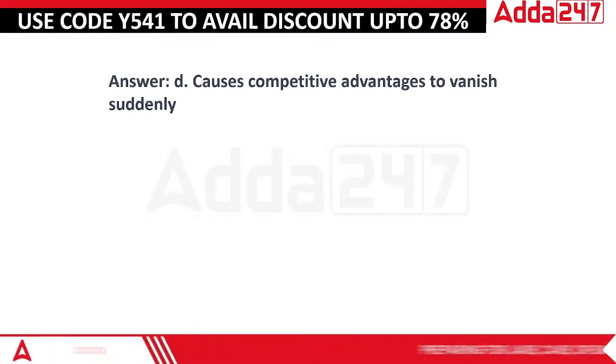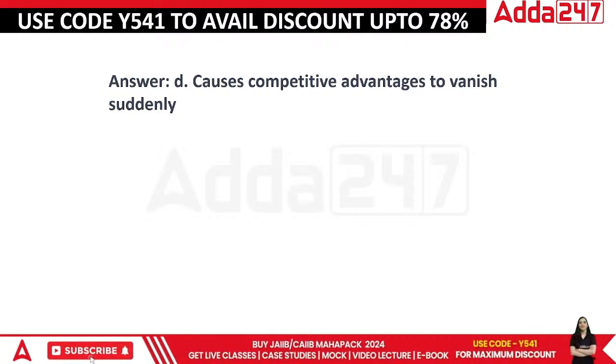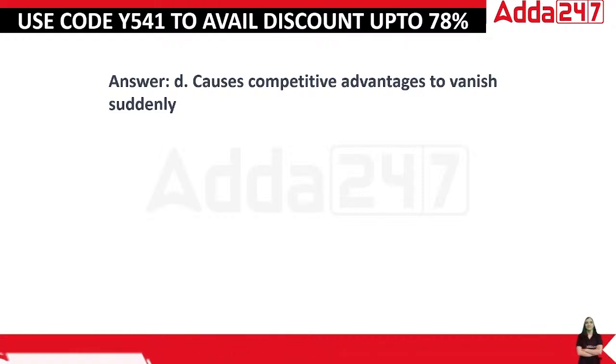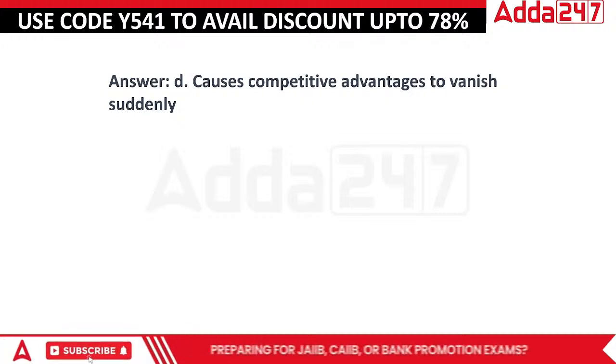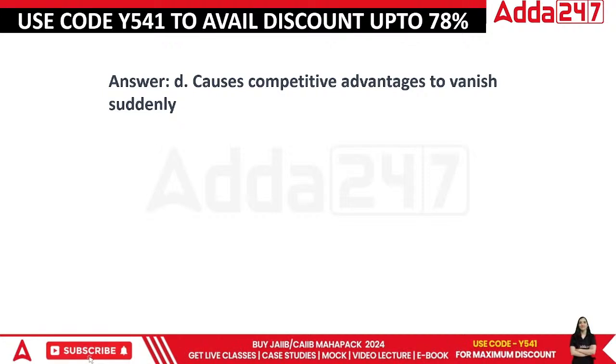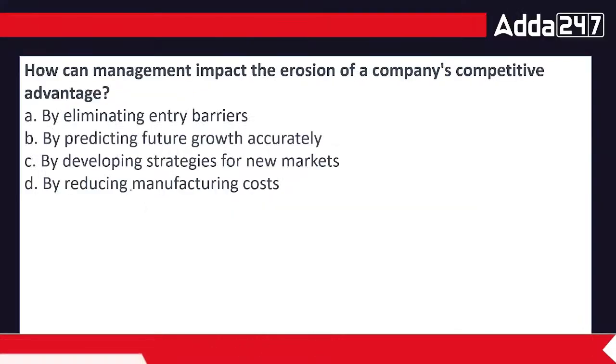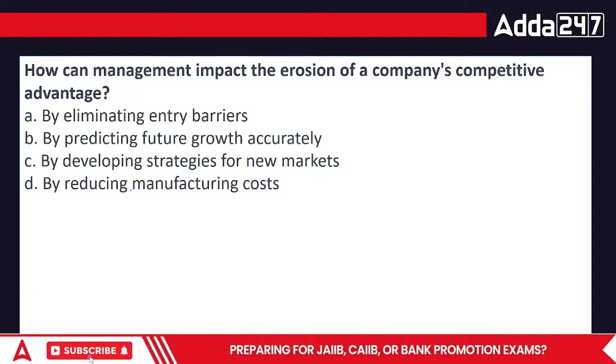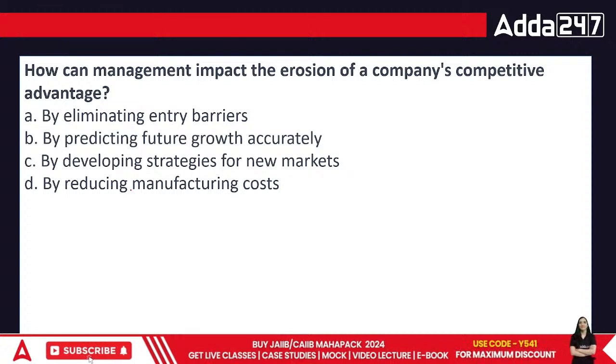The reason is that their uniqueness would have been gone. Everybody would have been the same. Everybody is just like each other. So then, how do you have a competitive advantage over others? Even if you lose your patent, even patents are one of the things which are strongest, right? How can management impact the erosion of the company's competitive advantage?